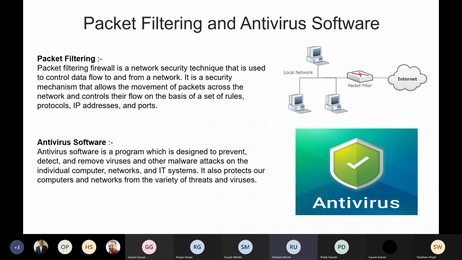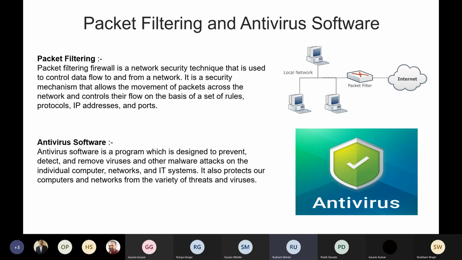Okay. So the second security tool is packet filtering. Packet filtering is also a type of firewall. A packet filtering firewall is a network security technique used to control the flow of data from a network. It controls the movement of packets across the network on the basis of a set of rules, protocols, IP addresses, and ports. The next security tool is an antivirus.